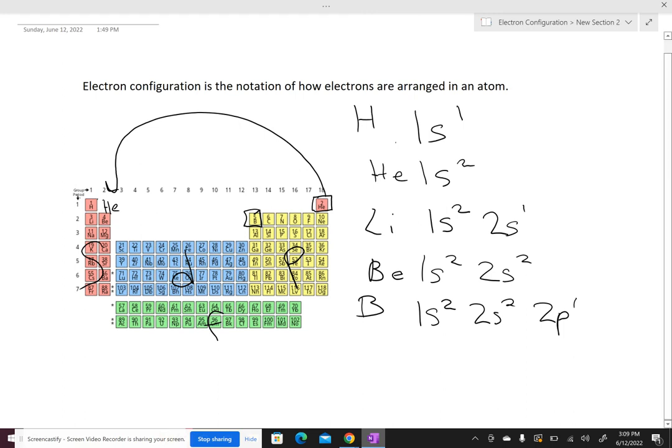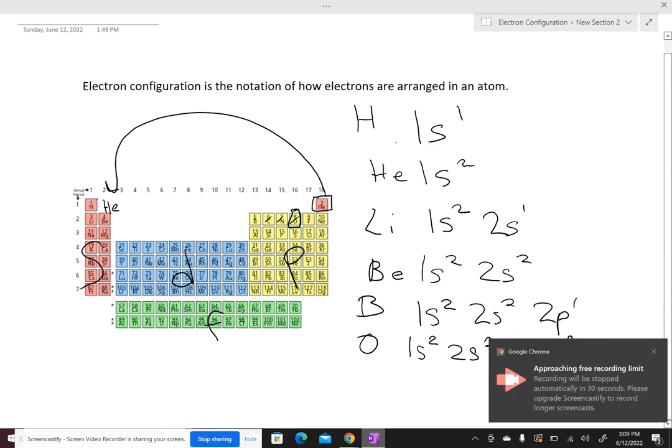Let's try oxygen. Oxygen is right here on the periodic table. We have to include all the previously filled subshells, so 1s2, 2s2. We are still in the second energy level, the P block, but oxygen is 1, 2, 3, the fourth square into that subshell, so it gets a 4.